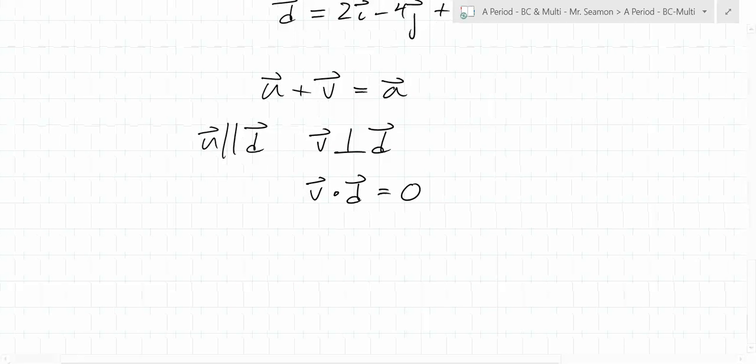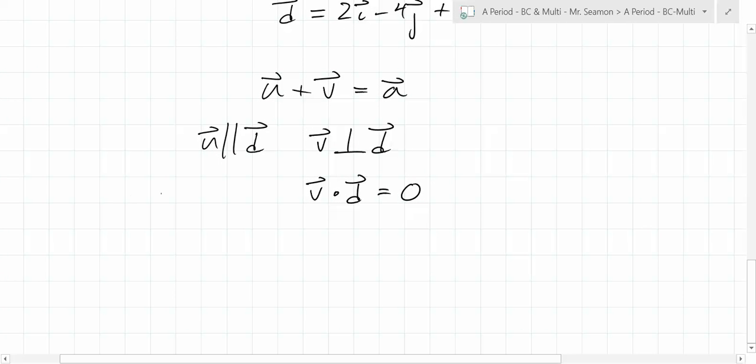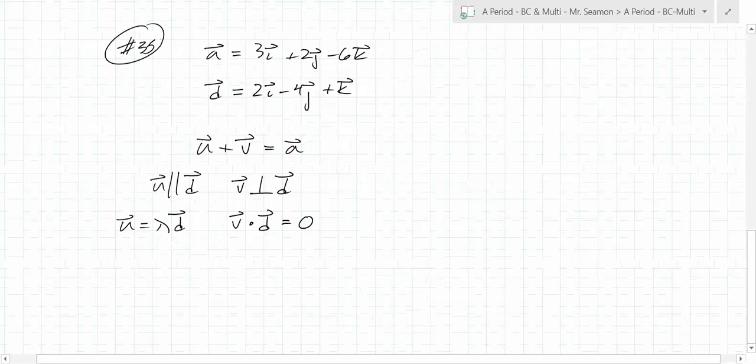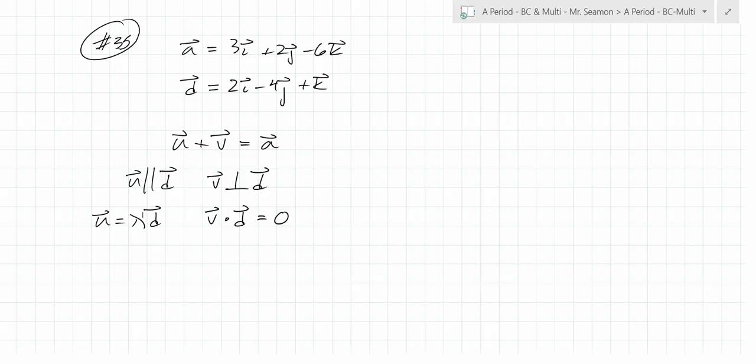And what do you know about parallel? There's a ratio. So you know that U is equal to some scalar multiple of D. They like using lambda as their scalar multiple. Correct? So do you see this, everybody? At this point, all you've done is simplify what they've told you. You could now try to generate equations that you could solve simultaneously to get U and V. Does that make sense, everybody?